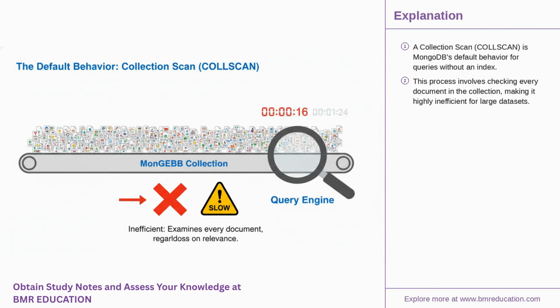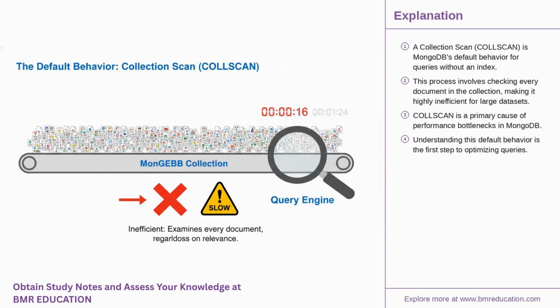Before we build the solution, let's diagnose the problem. Without an index, MongoDB performs a collection scan, or COLLSCAN. It literally inspects every single document in your collection to find matches. While this is acceptable for a few hundred documents, it becomes a critical performance failure when dealing with millions, leading to slow applications and frustrated users.